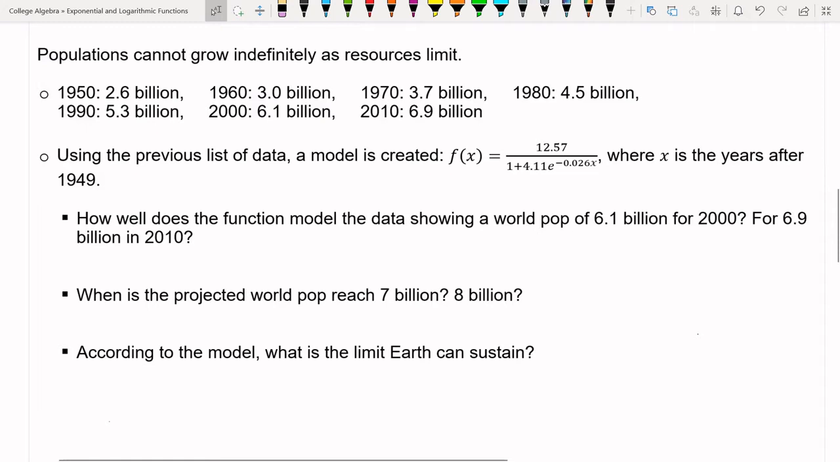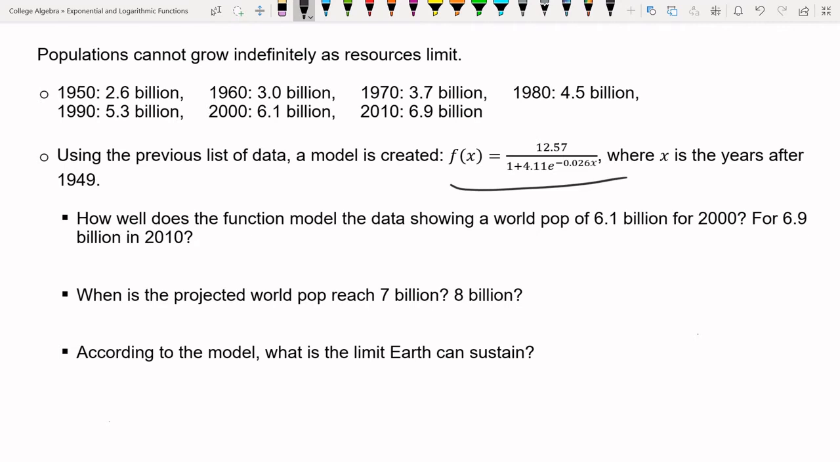All right, so populations cannot grow indefinitely as the resources limit, and this is kind of a model that's been created using this data. The data says in 1950, the Earth's population was 2.6 billion people. Then it was 3.0 in 1960, 3.7, and so on. So using this data, this model here was created.